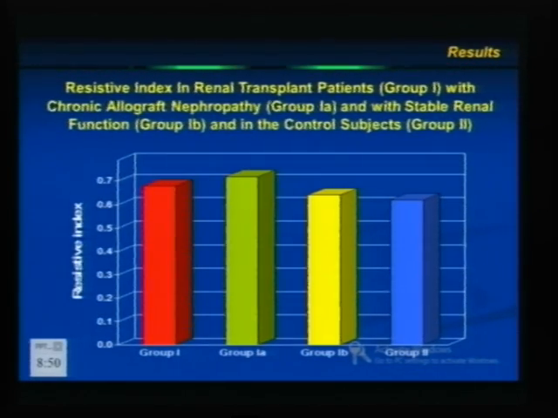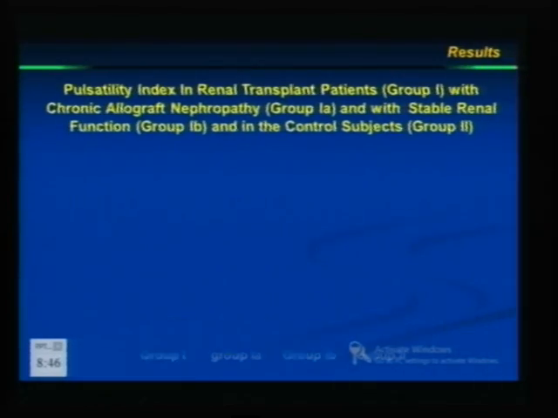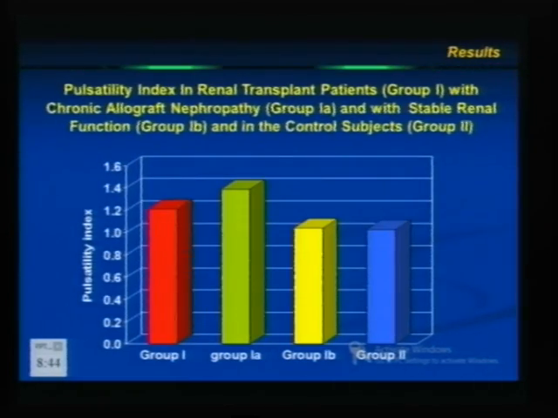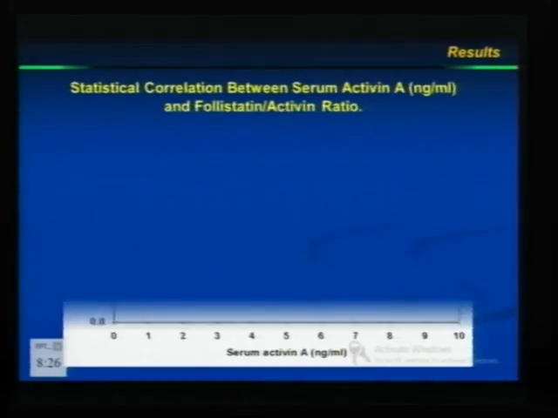As regards the renal hemodynamics, the graph showed significant increase in both RI and PI than the controls. Also, renal transplant patients with CAN showed a significant increase in the resistive index and pulsatility index than patients with stable renal function, the control. This increase in the RI and PI leads to increased intravascular resistance and decrease in renal blood flow, which can lead to graft dysfunction.